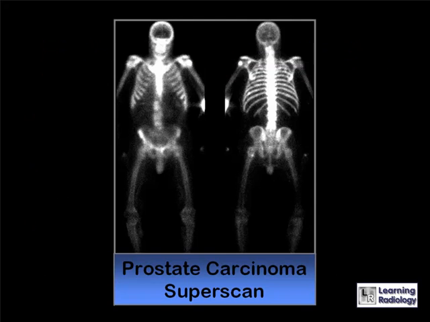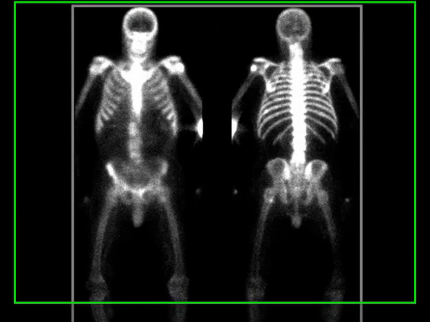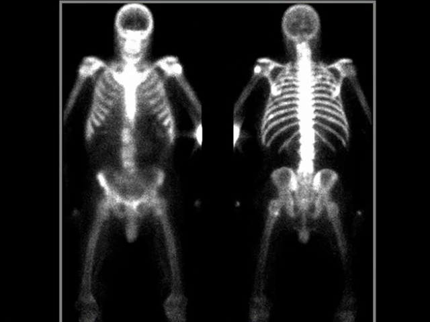This is an example of an anterior and posterior radionuclide bone scan in a patient with diffuse osteoblastic metastases from prostate carcinoma. This is a so-called super scan in which there is so much radiotracer uptake in the skeletal system that the kidneys, which normally are visible because they excrete the radioactive tracer, are no longer visible.